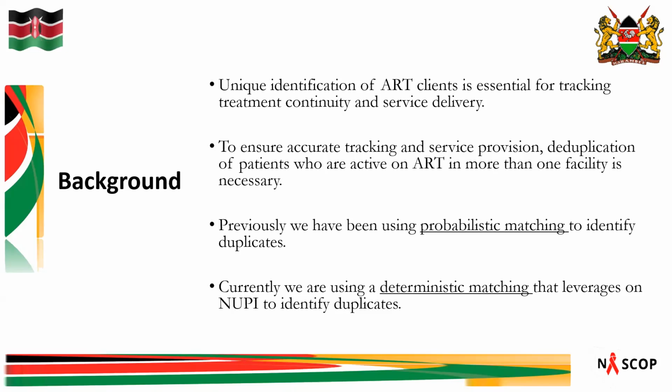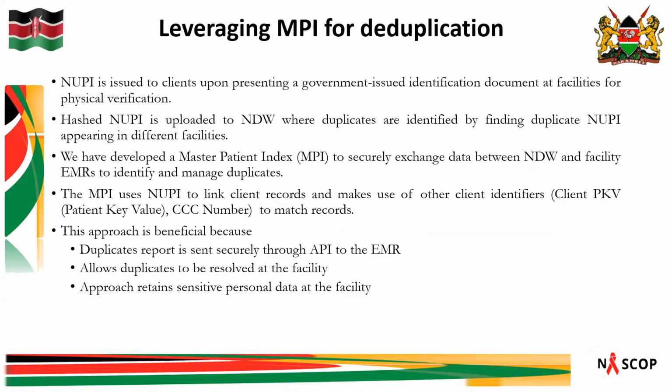Different attempts have been made using probabilistic matching in the past, but we'll look at the method that we've settled on, with the support of the Ministry of Health and NASCOP. The method we're using currently is deterministic matching, where we make use of the national ID, with backing from the civil registry, to accurately match records belonging to different clients across multiple facilities. We're also going to look at how we've used the MPI in the National Data Warehouse to implement this.